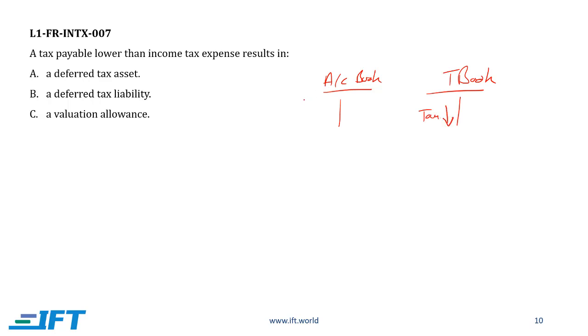Then income tax expense. So income tax expense comes where? It comes in your accounting book. So your income tax, your taxes are higher over here. We paid lower. So what is happening? We paid lower. We should have paid more. It is your liability. So it's a deferred tax liability.